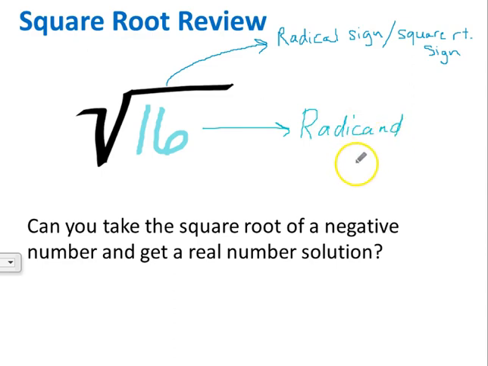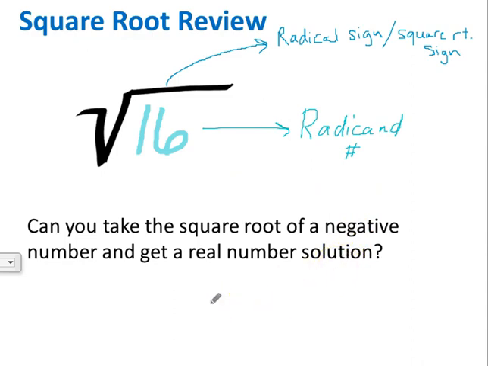Just so you know the vocab, you will see this vocab in the lessons this week. And I just want to make sure that when you see these words, you understand what they mean. So the radicand is the number underneath our square root sign.